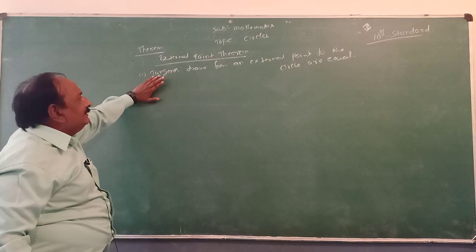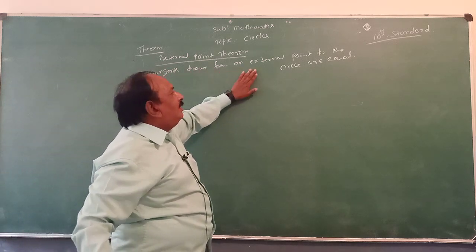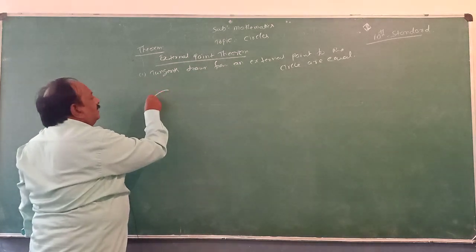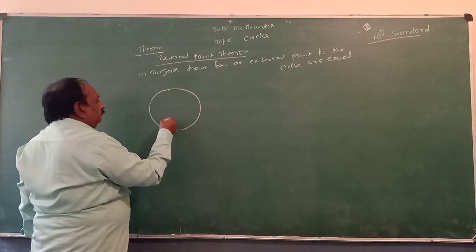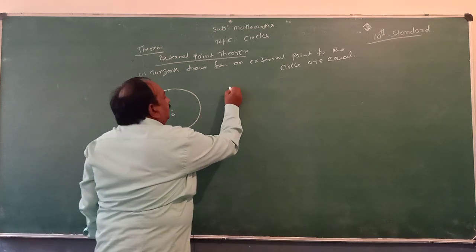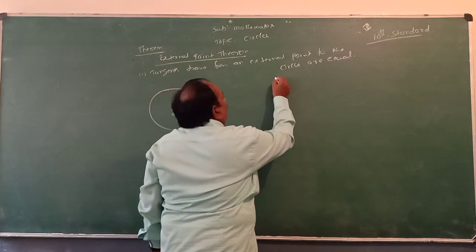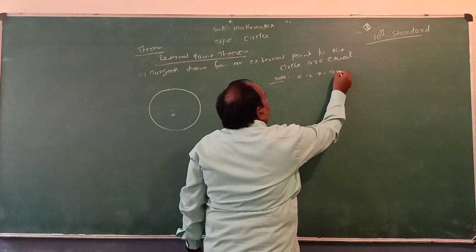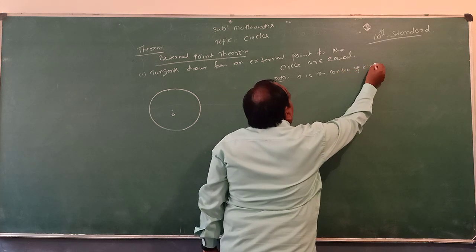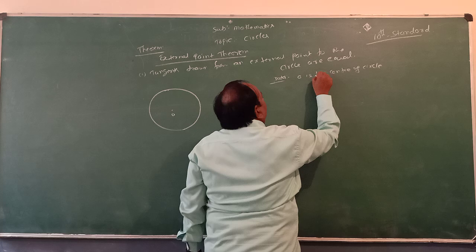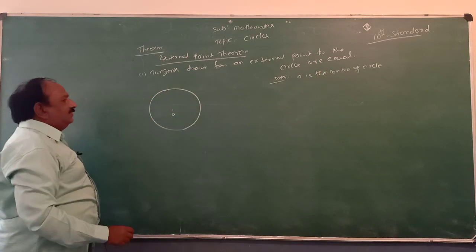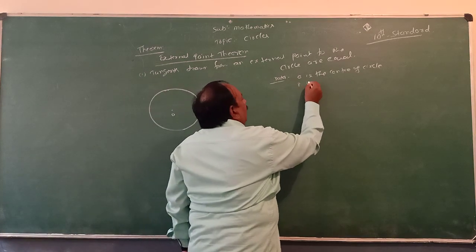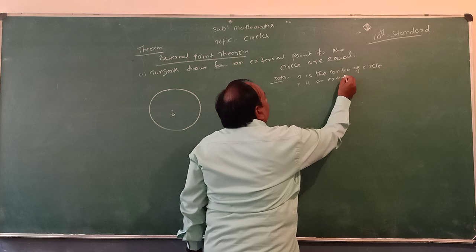What does the theorem statement tell us? Tangents drawn from an external point to the circle are equal. Draw a circle. Data: O is the center of the circle. P is an external point.